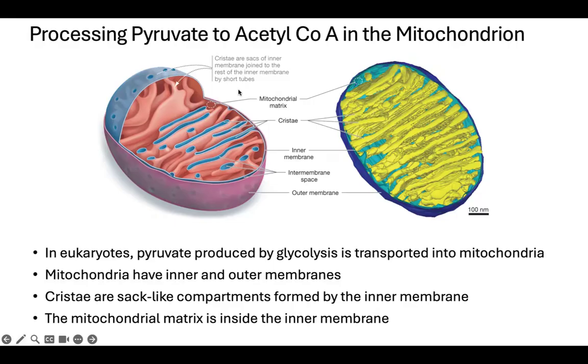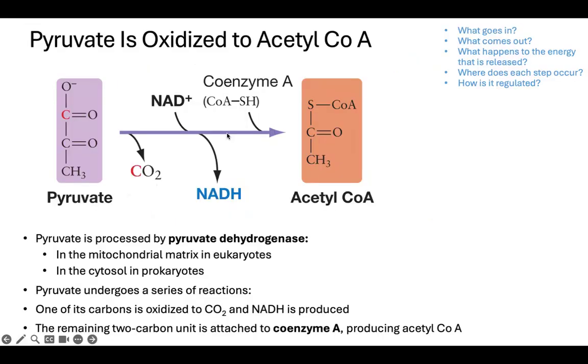It's going to take up the pyruvate. The enzymes exist in these ruffles that we see here called cristae. Those enzymes are going to see the pyruvate. And again, the relay race, the Olympic relay race, continues. So what goes in? Pyruvate that just came into the mitochondria. Right?